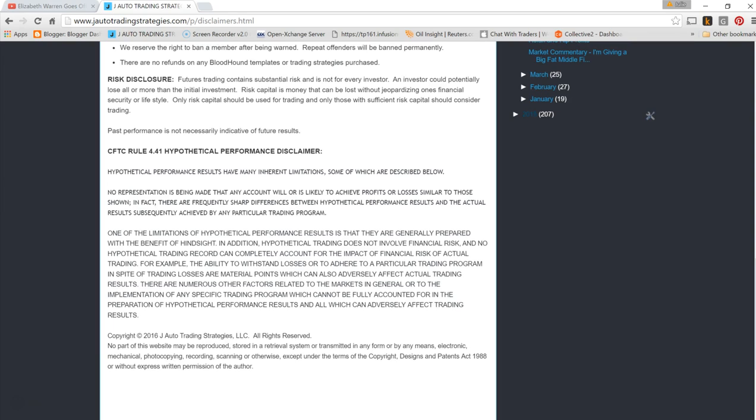Investors should definitely read these disclosures and be aware of all of the inherent risks that you can incur in trading. The hypothetical performance disclaimer on the website indicates that no representation is being made that your account will or is likely to achieve any profits or losses similar to those shown from simulated data. There's a sharp difference between hypothetical performance results and the actual results subsequently achieved by any particular trading program.